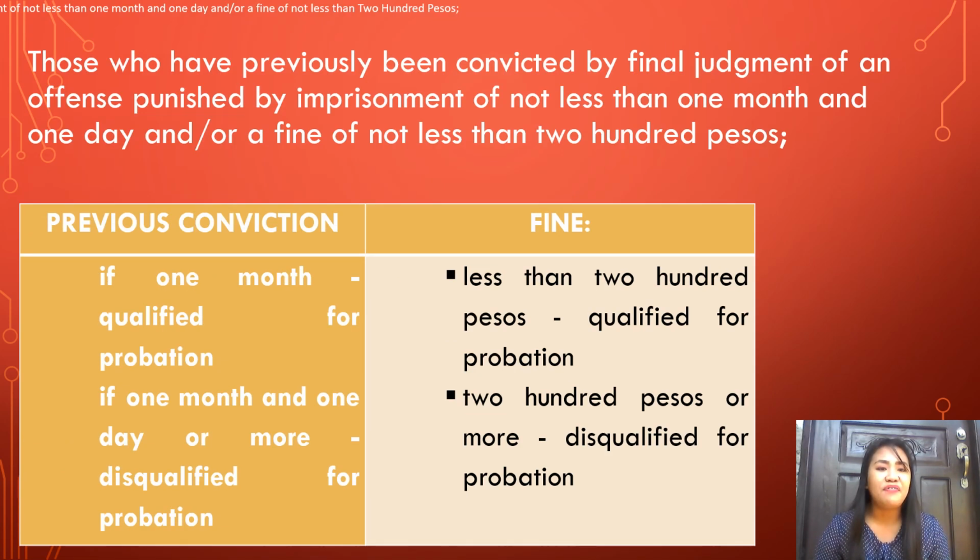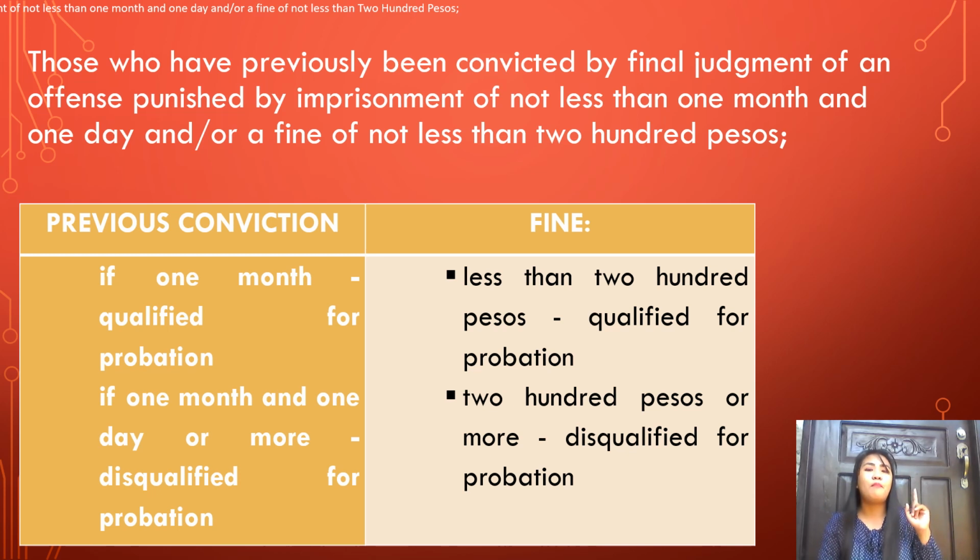Another po na disqualified is those who have previously been convicted by final judgment of an offense punished by imprisonment of not less than 1 month and 1 day and or a fine of not less than 200 pesos. Ito po guys, pag previously convicted ka na po, okay, if less than 1 month, qualified po for probation. Yun po yung fine po niya is less than 200 pesos, so 199 and below. Pero po, pag 1 month and 1 day or more, yun na po yung disqualified for probation. Yun na po yung 200 pesos and above ang fine.